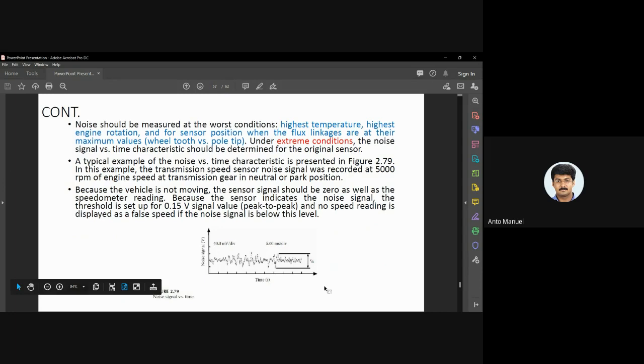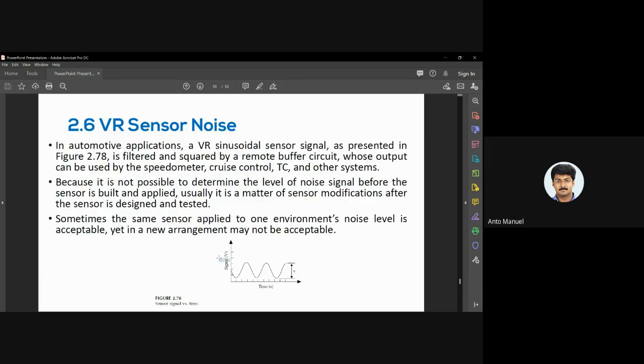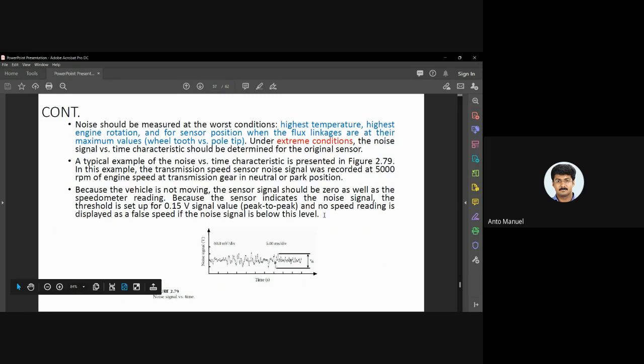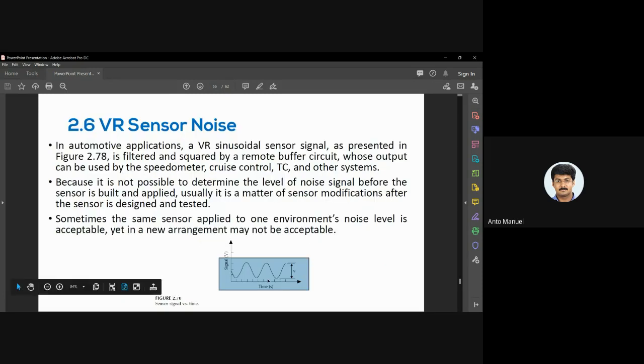We should eliminate this kind of noise, and what considerations are required to eliminate it? Here the noise should be measured under the worst condition in which it may occur. That means the expected design output looks like this, but due to high temperature, highest engine rotation, the sensor position, flex linkages, or external interferences, the output of the system deviates from the expected signal like this.